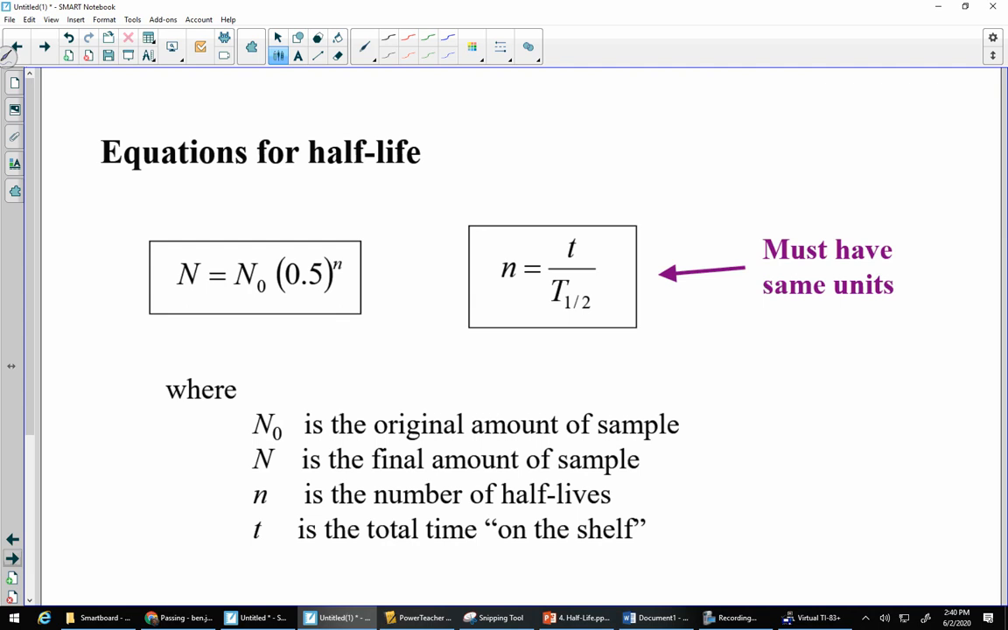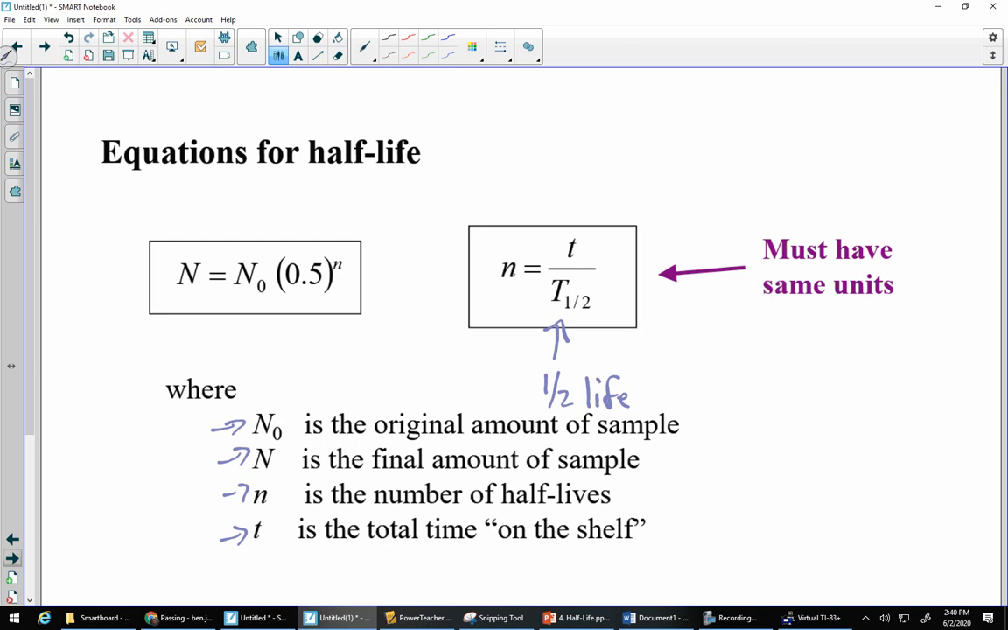So let's jump in. There's an actual formula to deal with for this one, the equations for half-life. There's lots of n's in this, by the way. So n naught is the original amount of sample. N is the final amount of sample. Lowercase n is the number of half-lives that have passed by. T is the total time on the shelf in quotation marks, so the actual amount of time that has passed. And then what's not up here is T 1/2, the half-life, so the amount of time it takes for half of that to decay.